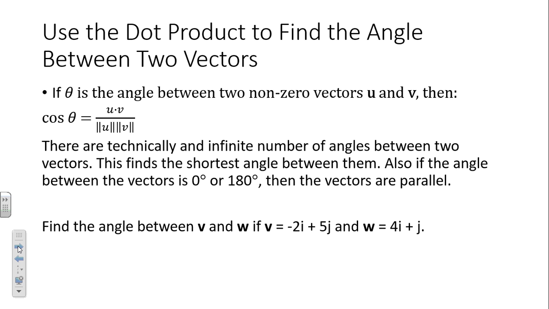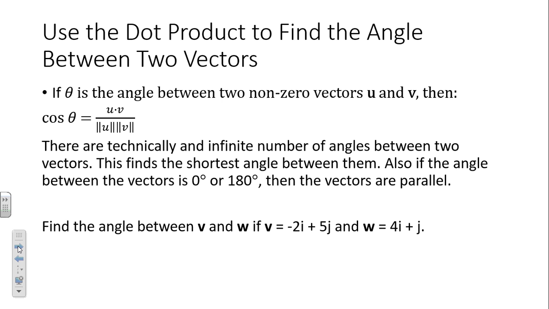Now, there are technically an infinite number of angles between those two vectors, but the shortest angle between them is what we end up finding. And if the angle between those vectors is 0 degrees or 180 degrees, it turns out that those vectors are parallel. Okay?